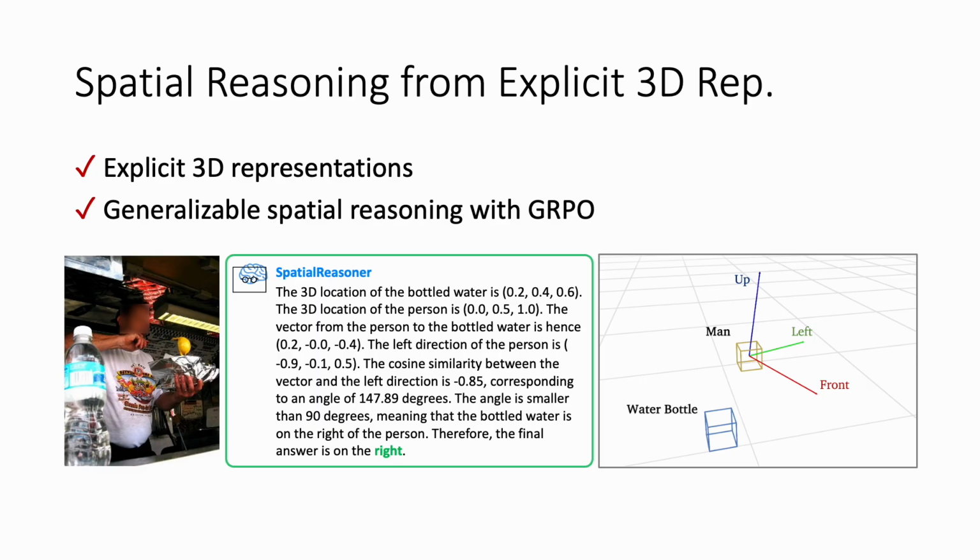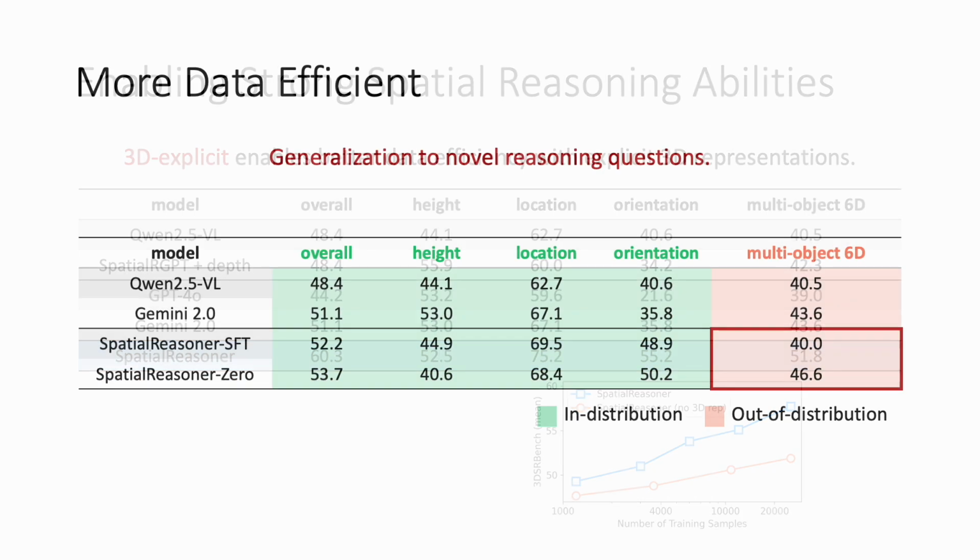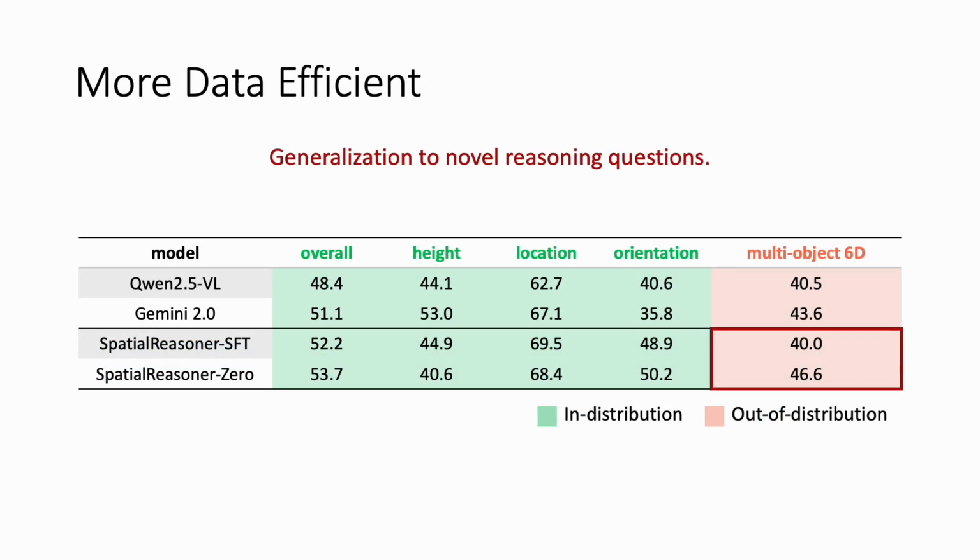Results show that our Spatial Reasoner achieves state-of-the-art performance on 3DSR Bench and demonstrates better data efficiency with the explicit 3D representations. Moreover, our model generalizes better to novel question types compared to the baseline with only 3D SFT. Please refer to the project page to learn more about our Spatial Reasoner.